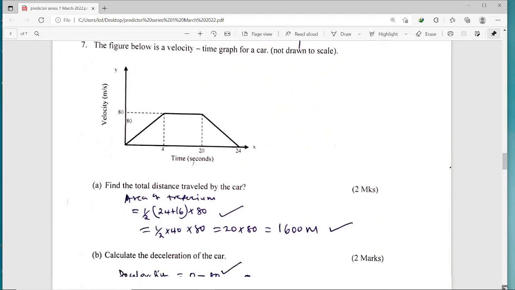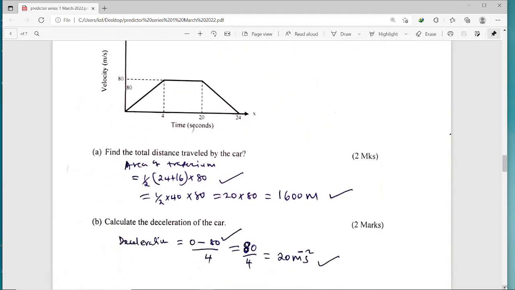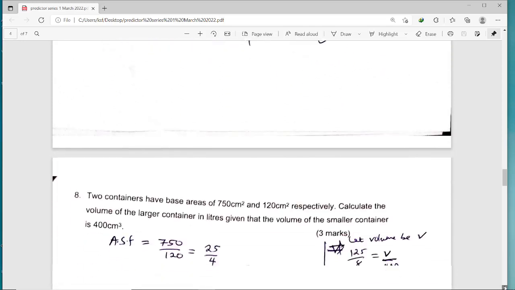Then the next question is that we can get the deceleration. Deceleration of this body is from here to here. So it is the final velocity, which is 0. Remember, it's decelerating, so it went to 0. It is 0 minus 80 over the time taken. The time taken between here is 4 seconds. So it is 80 over 4, which gives you 20 meters per second squared. That is the deceleration. Acceleration is in meters per second squared, that is the SI unit.